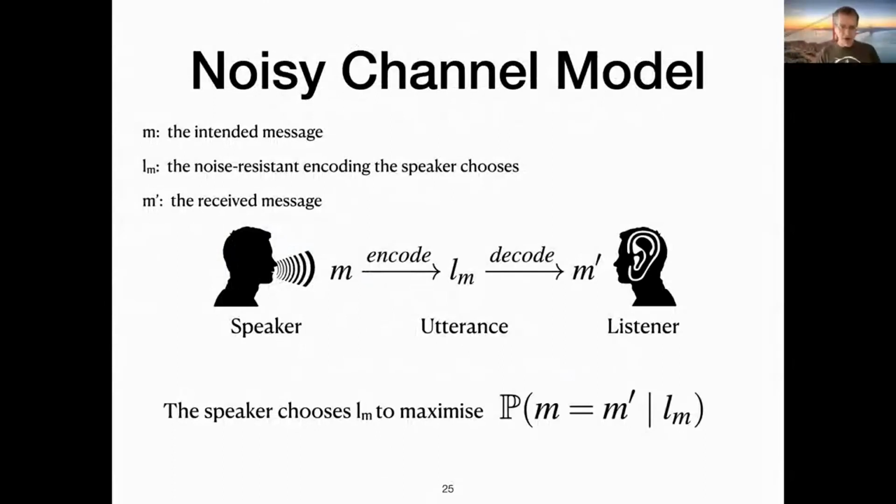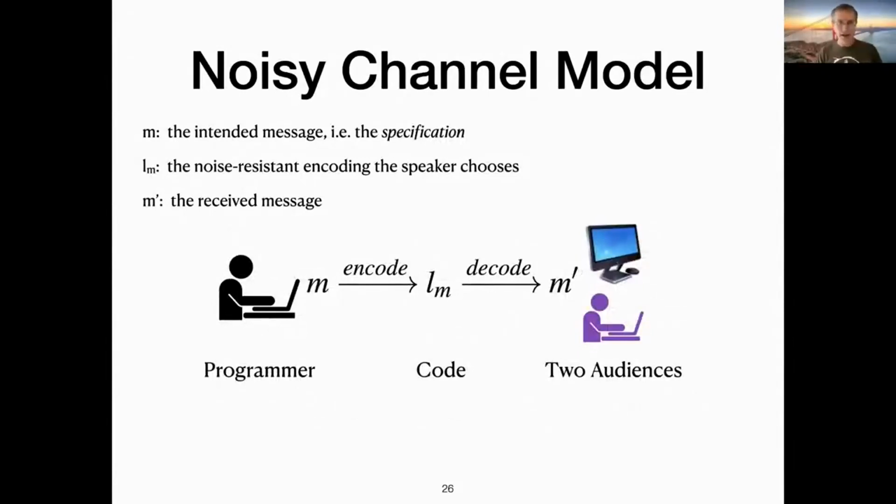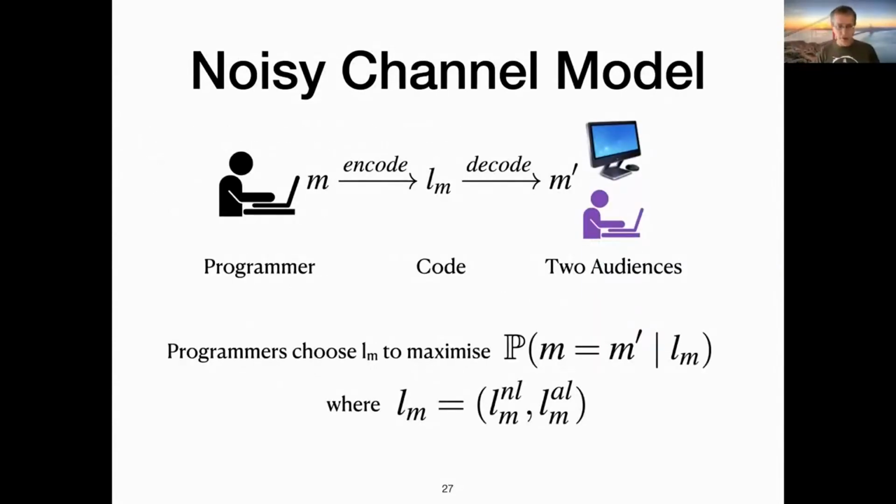To explain how dual channel constraints arise, we turn to Shannon's noisy channel model as adopted in psycholinguistics. To resist noise, the speaker chooses an encoding for the intended message that maximizes the probability that the listener receives the intended message. In the context of code, the intended message is the specification. And again, we have two audiences. In the development setting, the programmer chooses an encoding, specifically code, to maximize the probability that n equals m prime, that both audiences get the intended message, given the code.